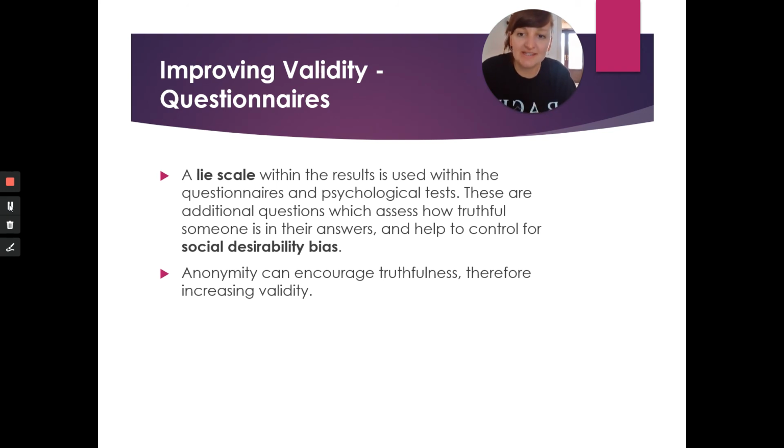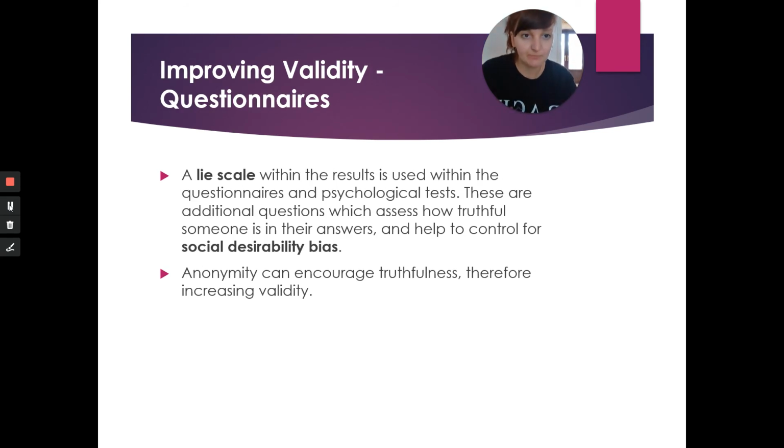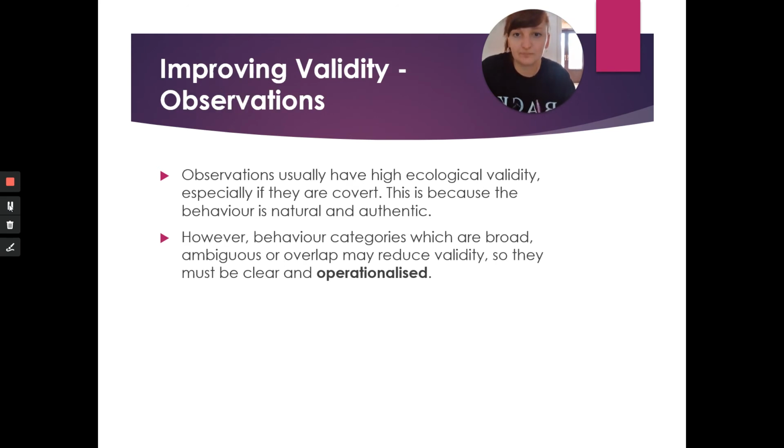Improving it with questionnaires then is bringing in a lie scale. So quite a lot of questionnaires have these already, where you might find they put the same question twice. That's to assess whether or not you are being accurate with your responses, to check you're awake. They do that as well to control for social desirability bias, and making things anonymous, making things more confidential means that you're encouraging a bit more truthfulness.